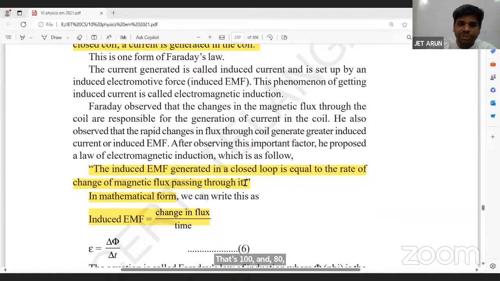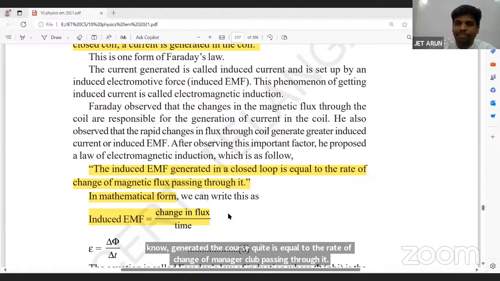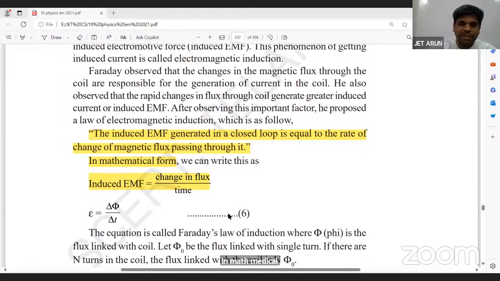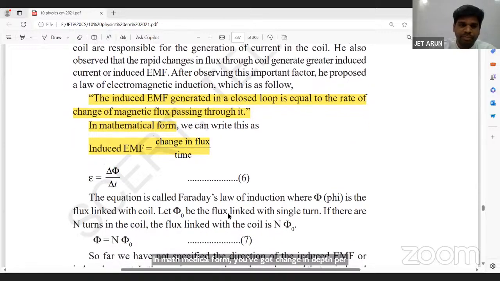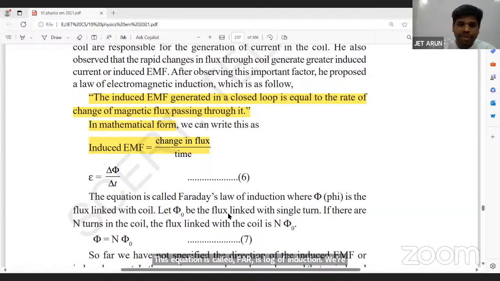The induced EMF generated in the closed coil is equal to the rate of change of magnetic flux passing through it. In mathematical form, we have the change in flux per unit time, delta phi by delta t. This equation is called Faraday's law of induction, where phi is the flux linked with the coil.